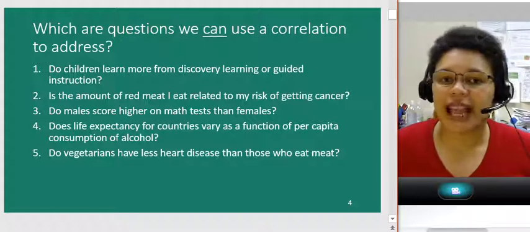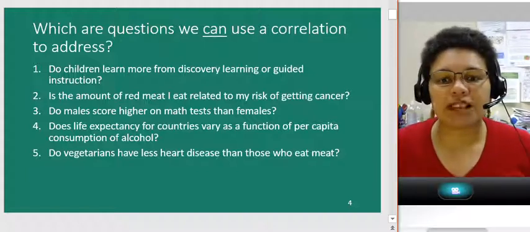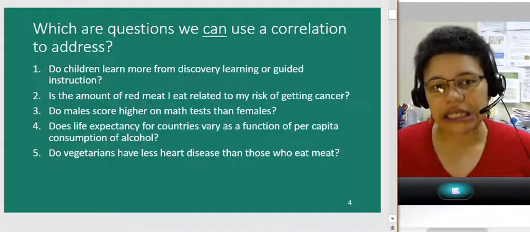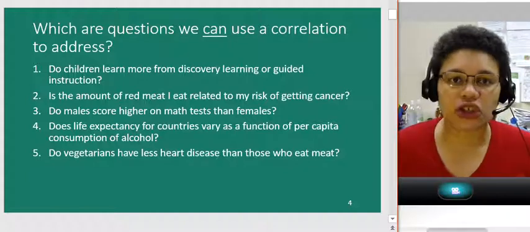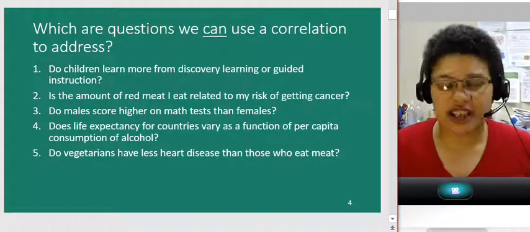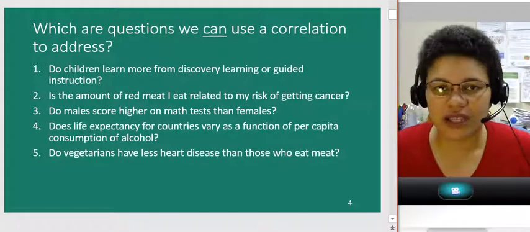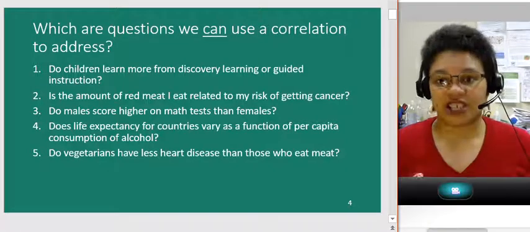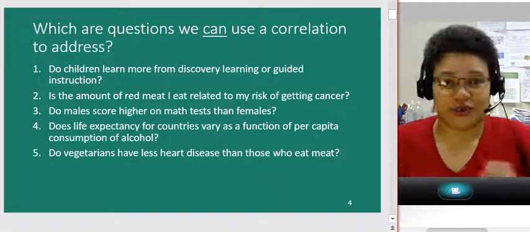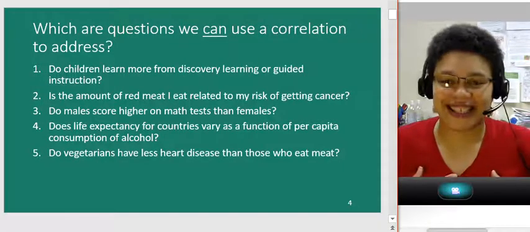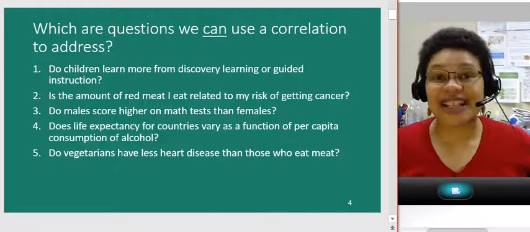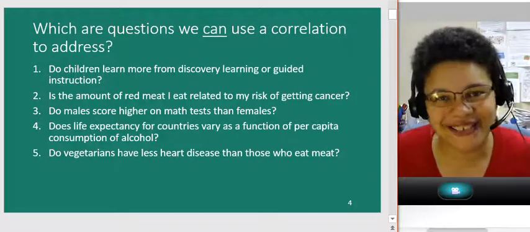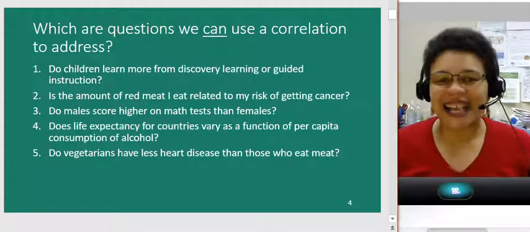But if you looked at it as, does the amount of meat a person eats relate to their heart function, then that would be a good use of a correlation. For heart function, you put a person on the treadmill and see how their heart does. And then you ask them, okay, how many hamburgers did you have this week? And so on.